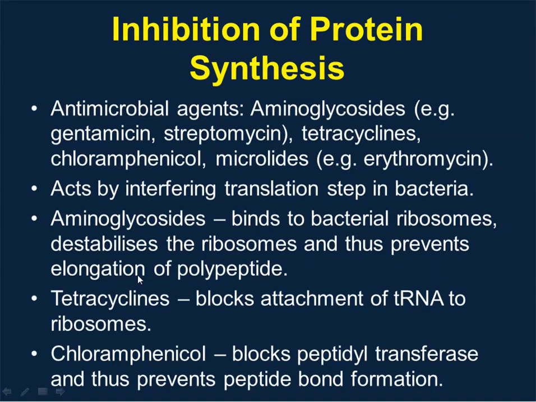The third group of antibiotics inhibits or kills bacteria via inhibiting protein synthesis, mainly translation. These antibiotics belong to the group of aminoglycosides, examples like gentamicin and streptomycin, and also tetracycline, chloramphenicol, and macrolides, for example erythromycin. How do they act?